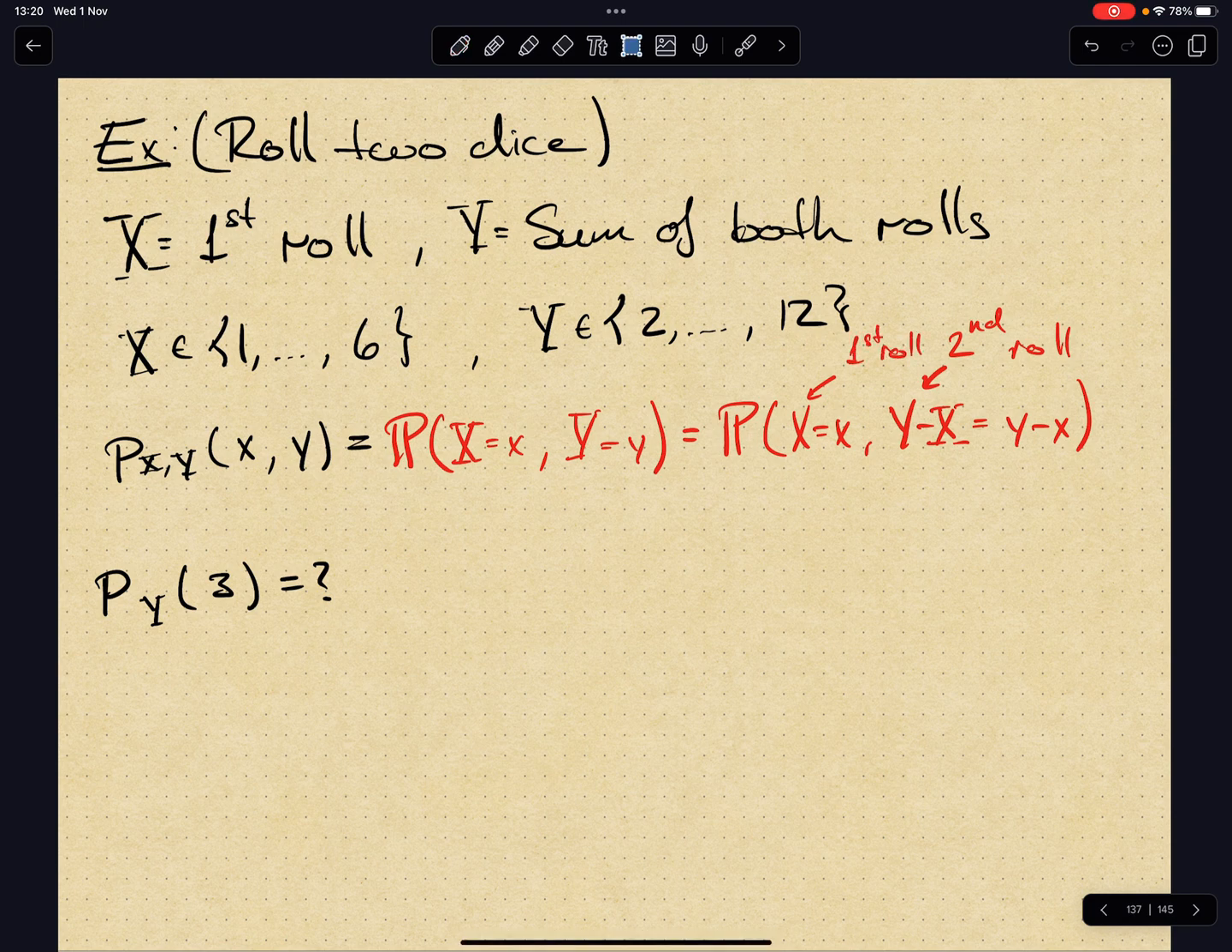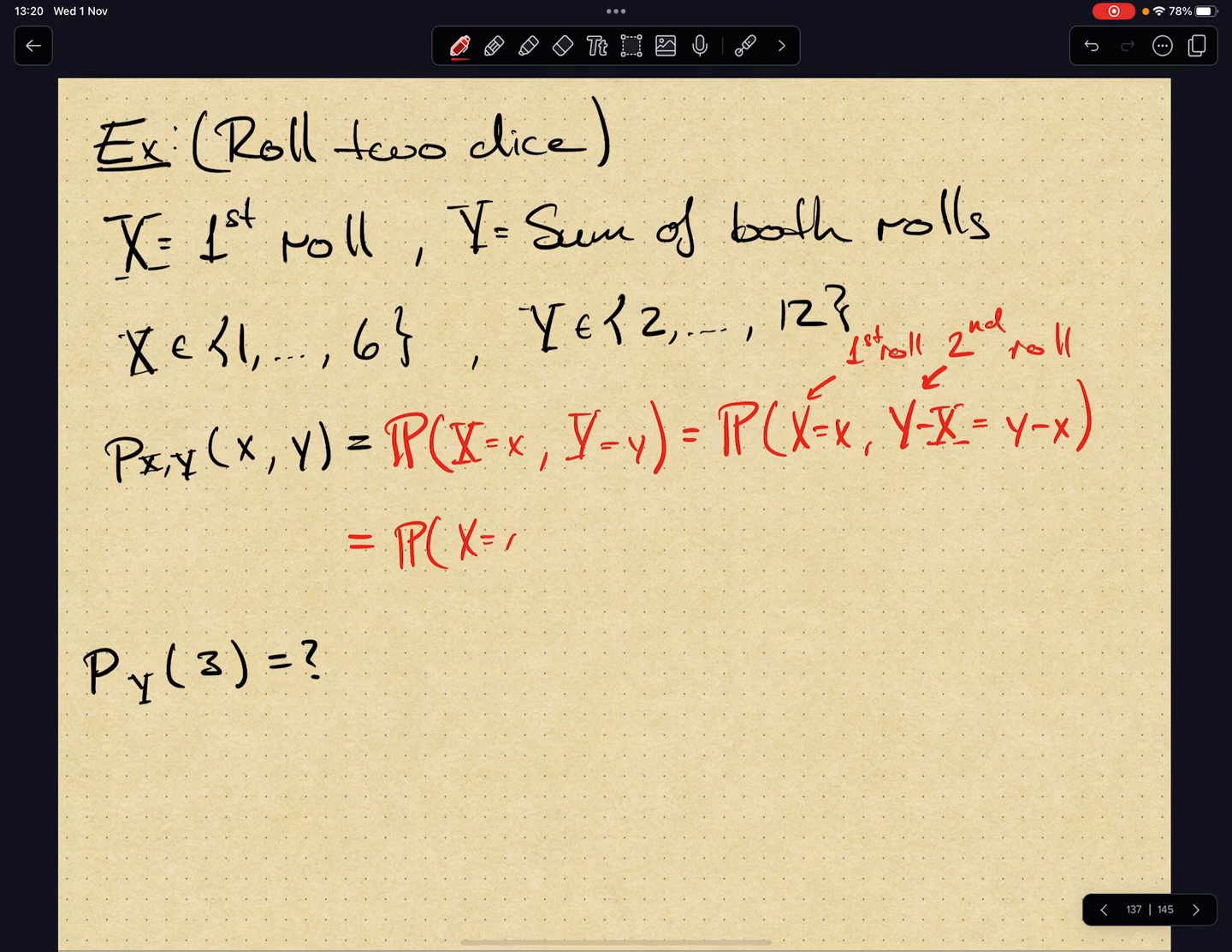Once we have reinterpreted the events this way, we know that the first roll and the second roll are independent, and so we can just compute the probability that x is equal to x and y minus x is equal to y minus x. It's going to be the product; sorry, I meant to write the product here. Since these random variables are independent, I can write it as the product: the probability of x, times the probability that y minus x is equal to y minus x. And if it's non-zero, you know that it's going to be 1 over 36, and otherwise it's going to be 0.